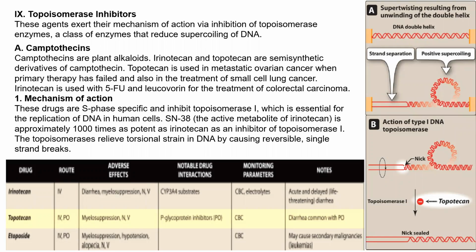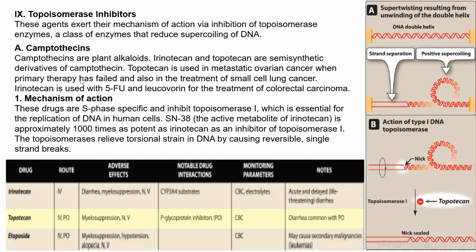Then we have topoisomerase inhibitors. And here it is important to understand what is the function of topoisomerase. Then after that, it is easy to understand what the inhibitors are doing. So these agents exert their mechanism of action via direct inhibition of topoisomerase enzymes, and we have in general two kinds of topoisomerase, as we will discuss now: topoisomerase 1 and topoisomerase 2.